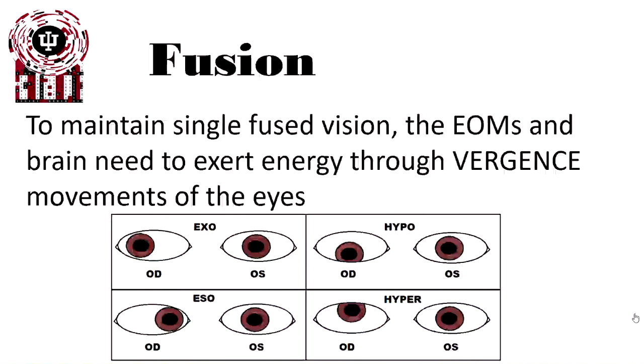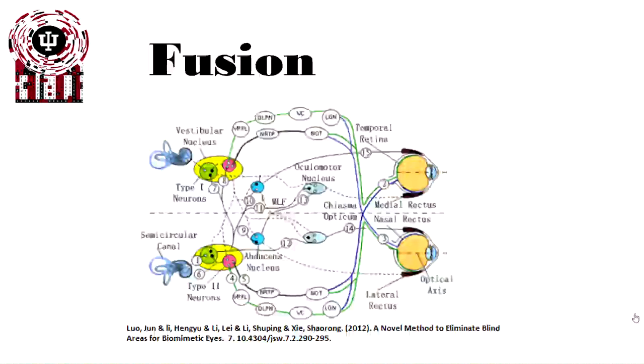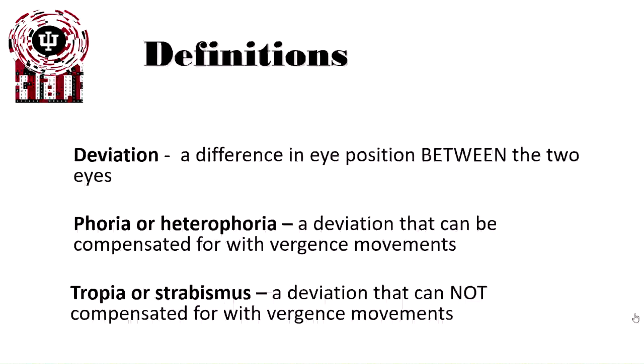To maintain single fused vision, the EOMs and brain need to exert energy through vergence movements of the eyes. And this is done through a complex motor-neural pathway, which will be gone into in future courses in future years. A deviation is a difference in the eye position between the two eyes.